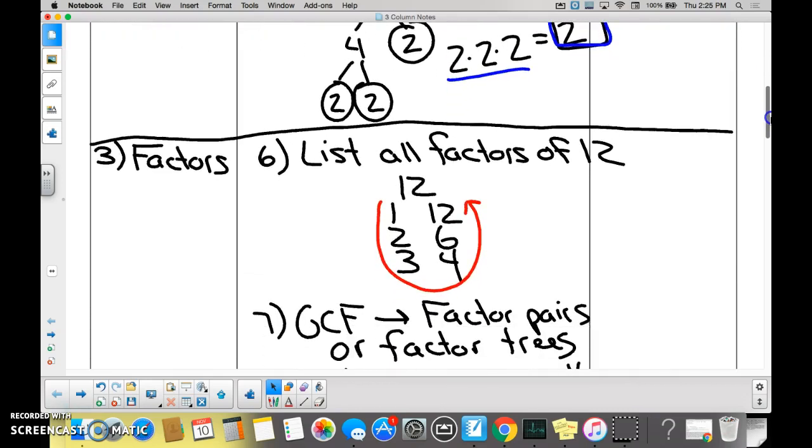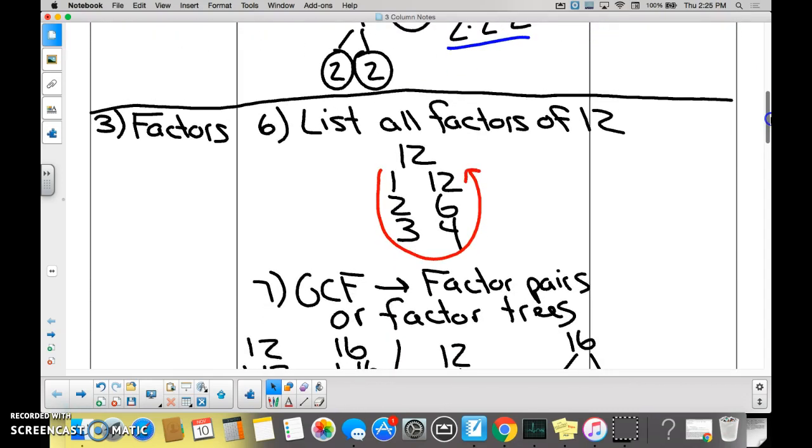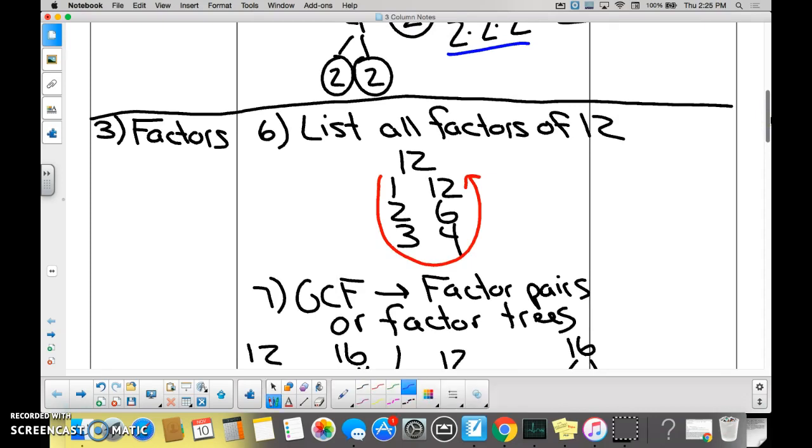Next thing you're going to have to be able to do is list factors. When we list factors, we use factor pairs. This is an example of finding all factor pairs for a number like 12. If you draw a U, they are in sequential order.